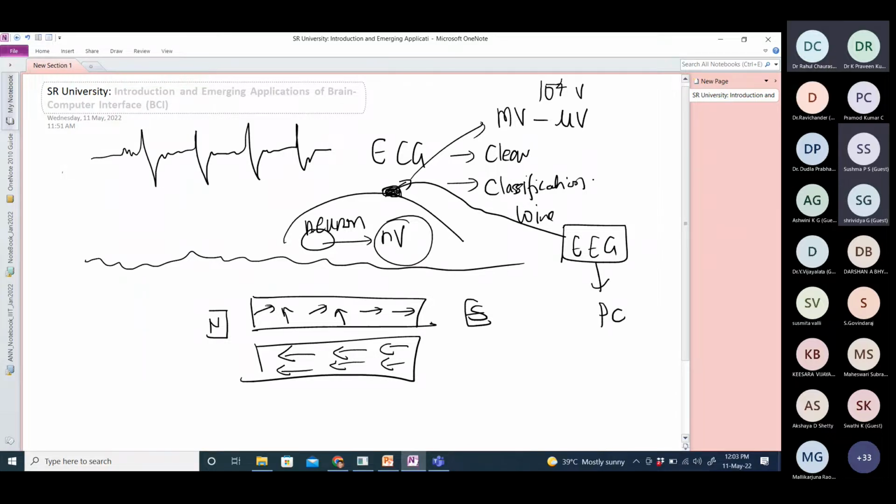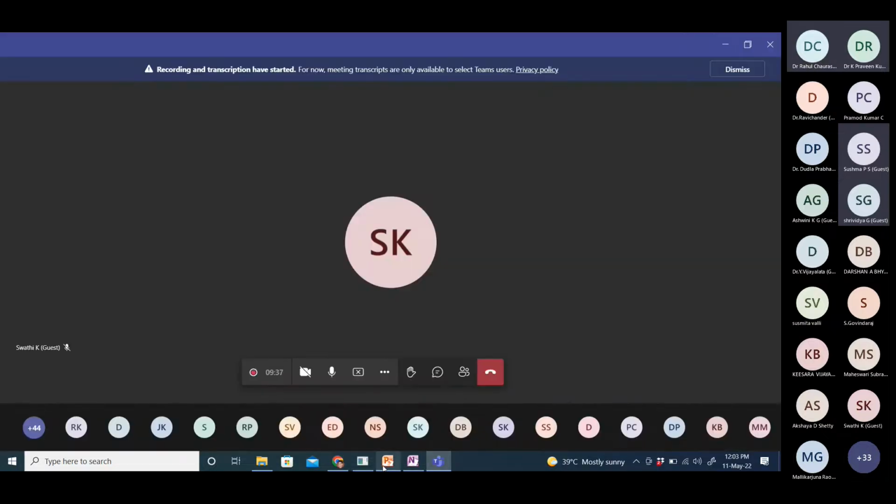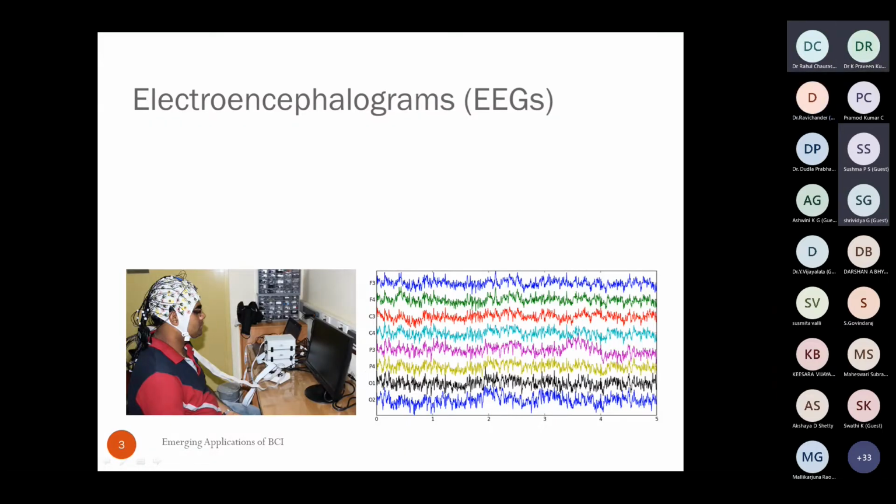It is not very simple to acquire EEG signals, but still a lot of methods are available and people are doing it. In this figure, you can see a person wearing a cap, and from that cap the electrodes are connected and the signals are acquired through this belt, through this device. These are basically amplifiers which amplify that very small voltage and then send it through USB to your PC.